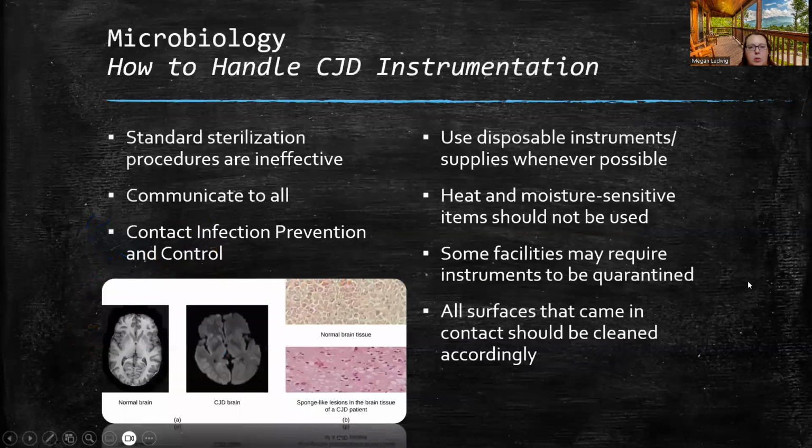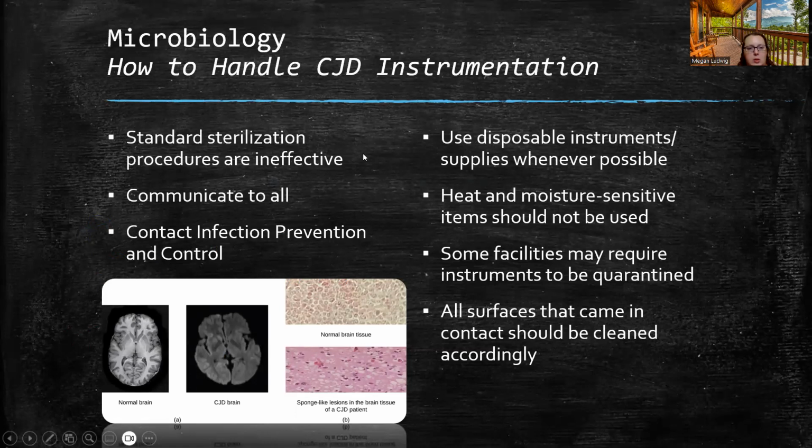So how do you handle those instruments? If you know a patient or suspect a patient has CJD, you have to be very careful, okay? A lot of times, and your facility may differ, it just depends, they will require disposable instruments to be used on that patient if possible. And if not, they may just, at the end of the case, bag up those instruments and throw them away or dispose of them properly. That way they don't risk it, okay?